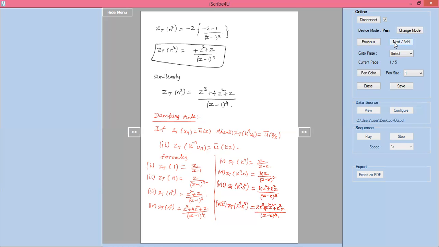So, understood, I think. Here this is plus 4k square Z square. These are all obtained by using the damping rule. Any doubts in these formulas, you can ask. After the formulas, I just applied the damping rule and simplified. Right.